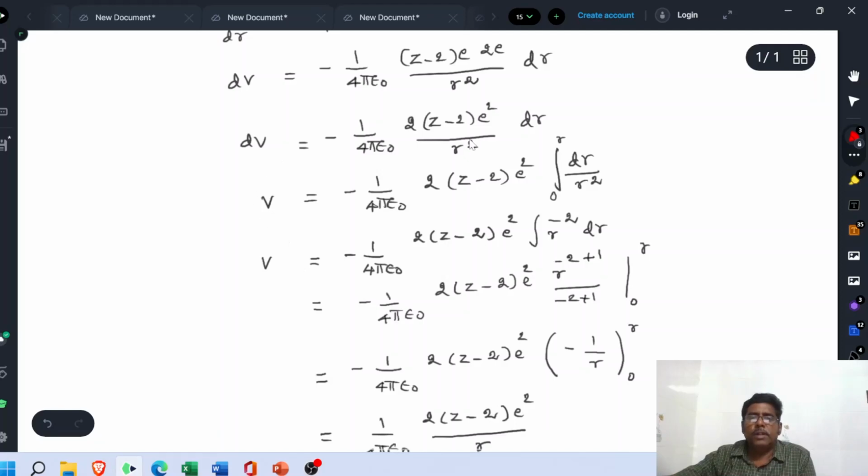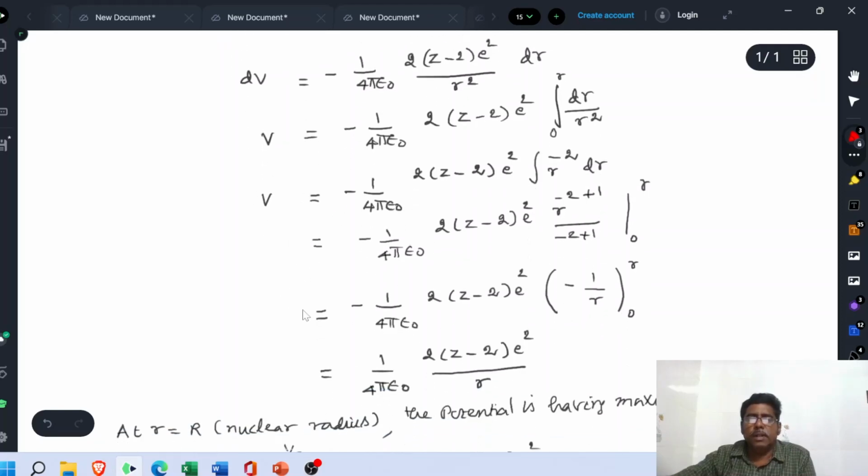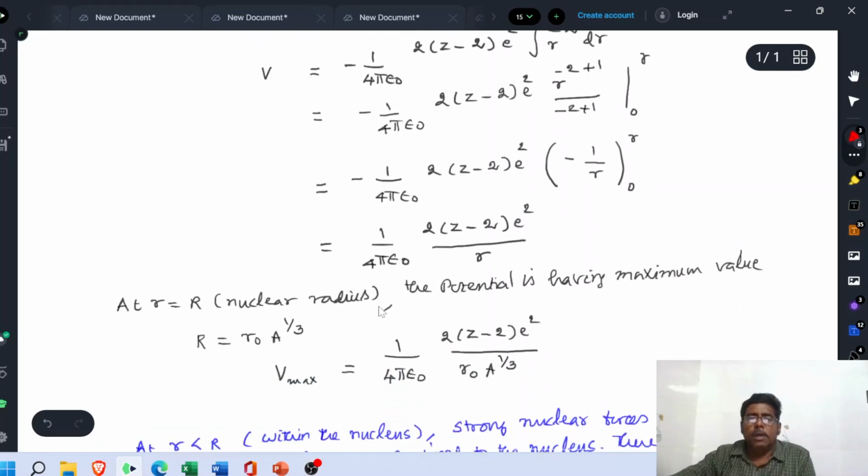Then if you integrate this, we get the value of V equals 1 by 4 pi epsilon naught into 2 into (z minus 2) e square by r, with a positive sign. Here r is the distance between the alpha particle and the nucleus. Suppose small r is equal to capital R. Here R is our nuclear radius.